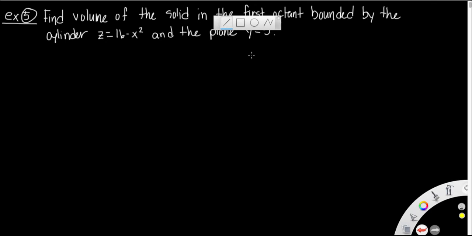Find the volume of the solid in the first octant bounded by the cylinder z equals 16 minus x squared, and the plane that will cut off the cylinder at y equals 5. Let's go ahead and just graph this first.